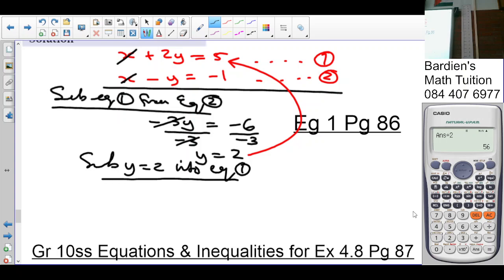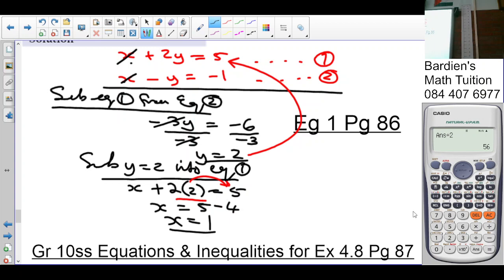So what do I have now? Who can tell me? So y is 2. So x plus 2 times 2 is equal to 5. Not so? So what's 2 times 2? 4. And 5 minus 4, so x is 1. Any confusion, people? Okay, you all with me still? Alright, let's take this out. Copy.